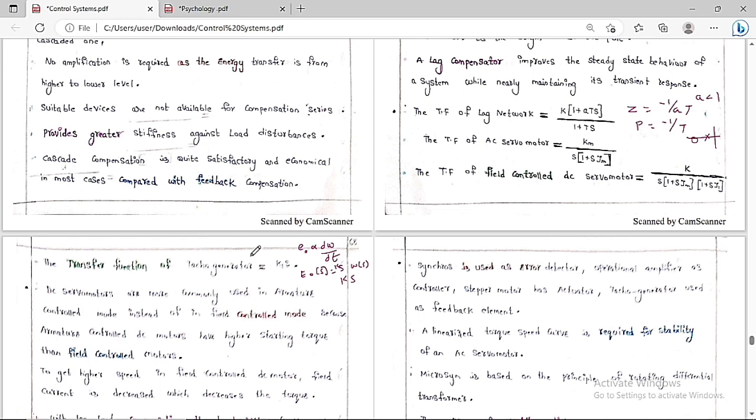So therefore, finally I can say the transfer function of the lag network is K into (1 plus ATS) by (1 plus TS), with the value of A less than 1. The transfer function of a servo motor is Km by S into (1 plus S tau M). The transfer function of the field control DC servo motor is K by S into (1 plus S tau M) into (1 plus S tau 1), and the transfer function of the tacho generator is K1 into S. So these things you always have to keep in your mind.